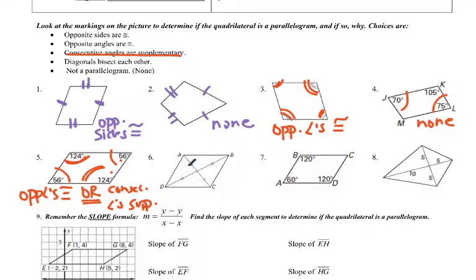If I look at number 6's markings, I see a pair of equal segments, another pair of equal segments. Which one does that match? Yep, diagonals bisect.